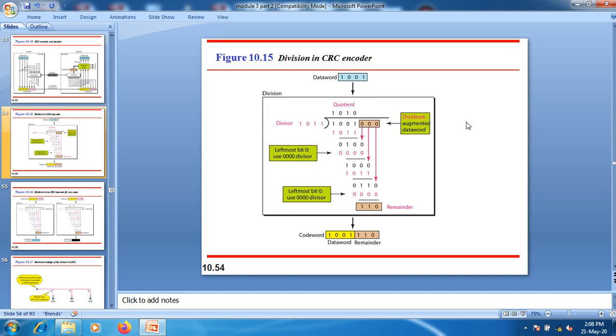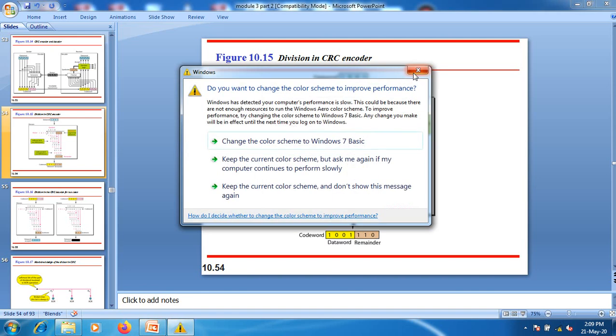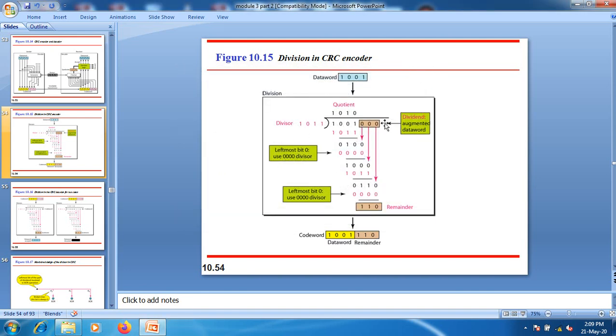We will go through this example, how we perform this division operation, and how we compute this code word. Consider we have a data word 1001, and we have a divisor that is 1011. First, I need to increase the size of this data word by appending zeros. How many zeros do I need to append? m-1 zeros. What is the m value? The size of the divisor value, that is 4 here. I need to append 3 zeros to it.